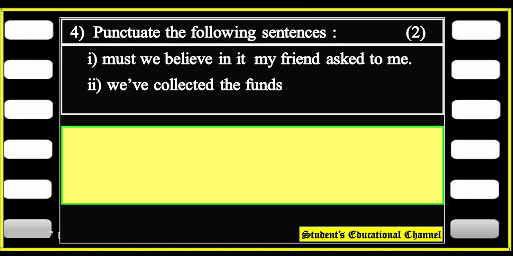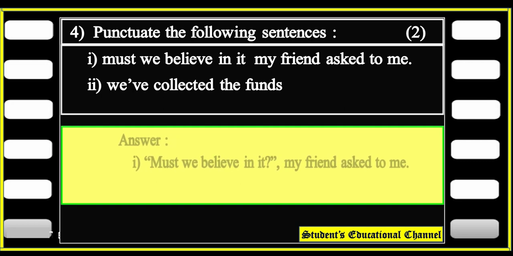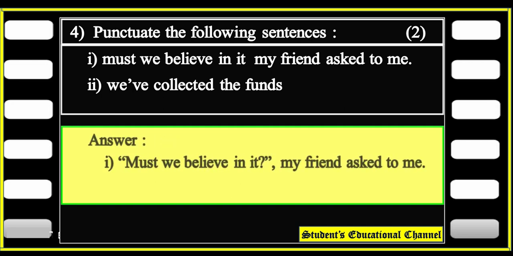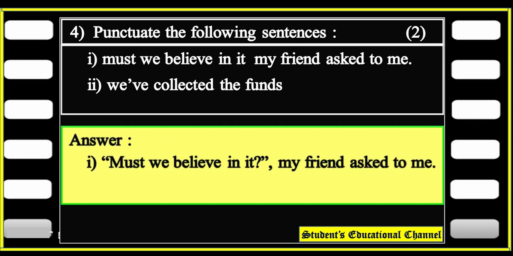Fourth, punctuate the following sentences, 2 marks. First, must we believe in it? My friend asked me. Answer: First, "Must we believe in it?" my friend asked me. Second, we have collected the funds.